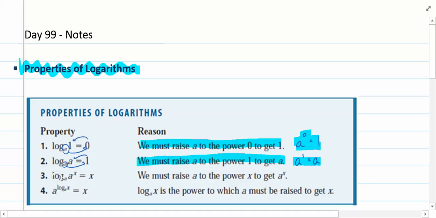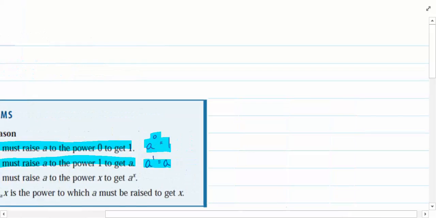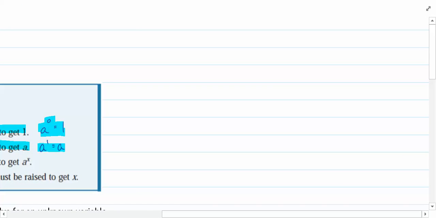Property 3. Logarithm base a of a raised to the x power is equal to x. Now here's where it starts to test your mathematical brain a little bit. Let's see if you can recognize the rule for this. Don't forget that this logarithm base a must be raised to this power x, and we're trying to make that equation equal to the expression a to the x. So let me write this over here and see if it makes a little bit of sense to you. Logarithm base a of a to the x must be equal to x.